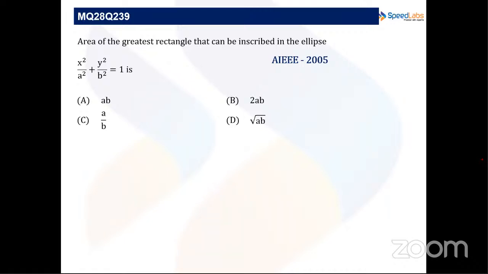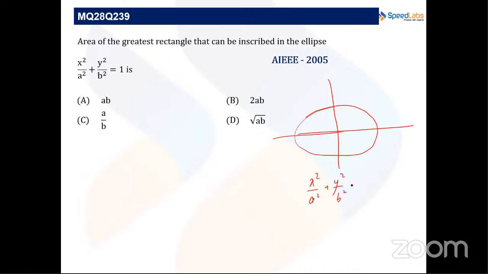Okay, this question does not belong to basically area under curve. We can see that we are having an ellipse x square by a square plus y square by b square equals to 1, and we have inscribed a rectangle inside it. We are required to find the area of the greatest rectangle that can be inscribed, that is, the area of this rectangle should be maximum.